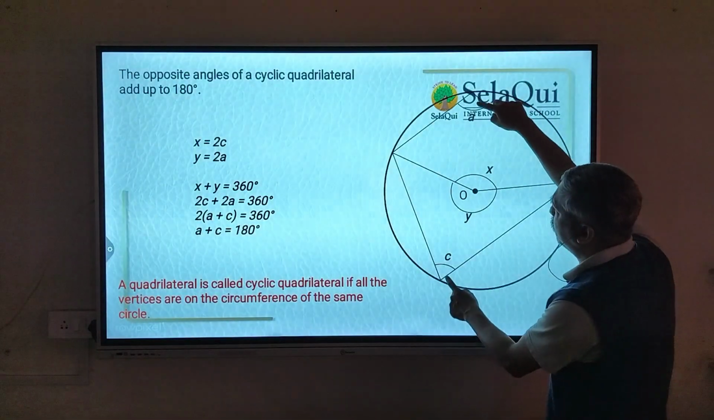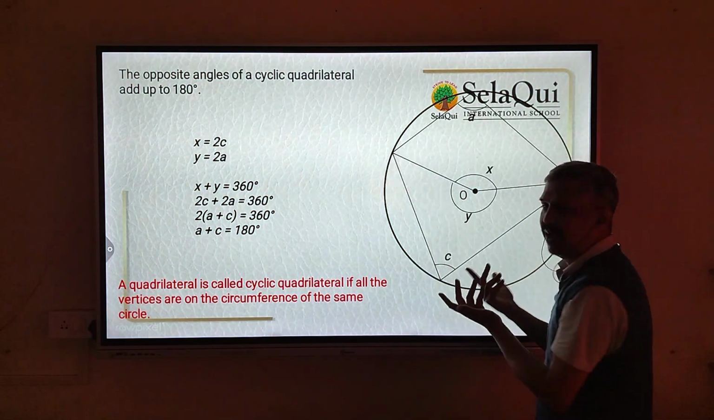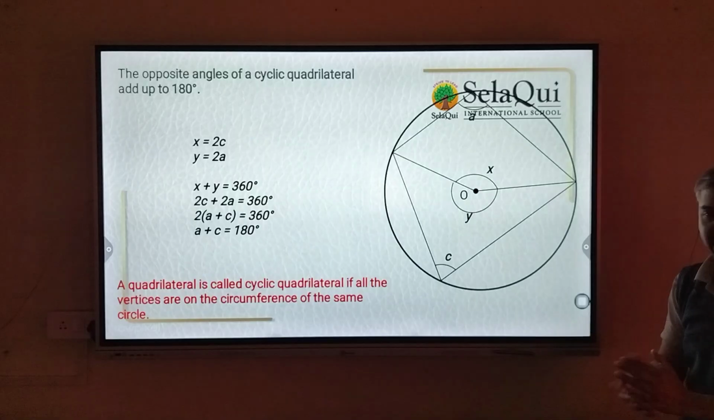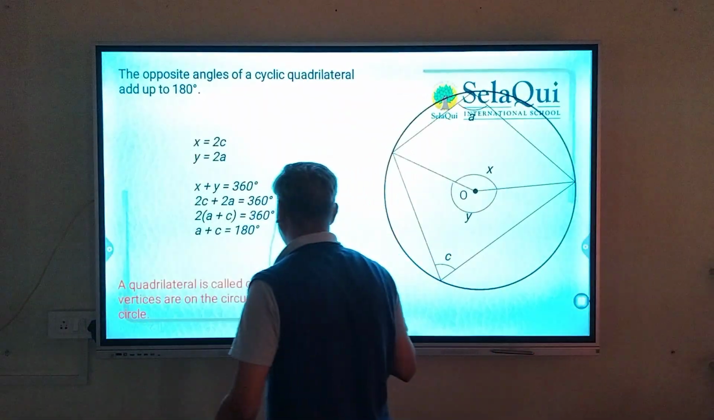If these two add up to 180 degrees, the total sum would have been 360. So in the other two as well, the addition is of course 180. We don't have to worry about it. This is the theorem for cyclic quadrilaterals.